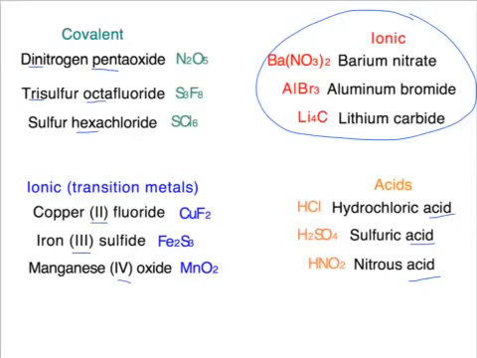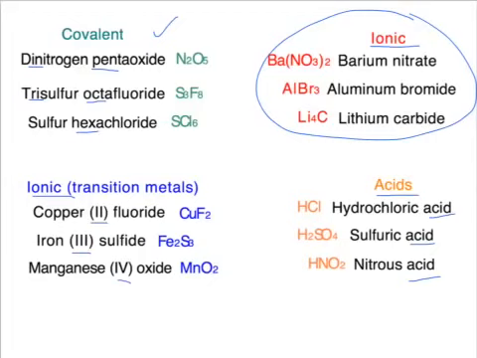So if you look at these groups, these right here are covalent, and you can tell that because they all have non-metals. These are all ionic because you have a metal and a non-metal. These are also ionic, but they have transition metals, and we're going to talk about that a little bit later. And then these are acids because they have the word acid in them.